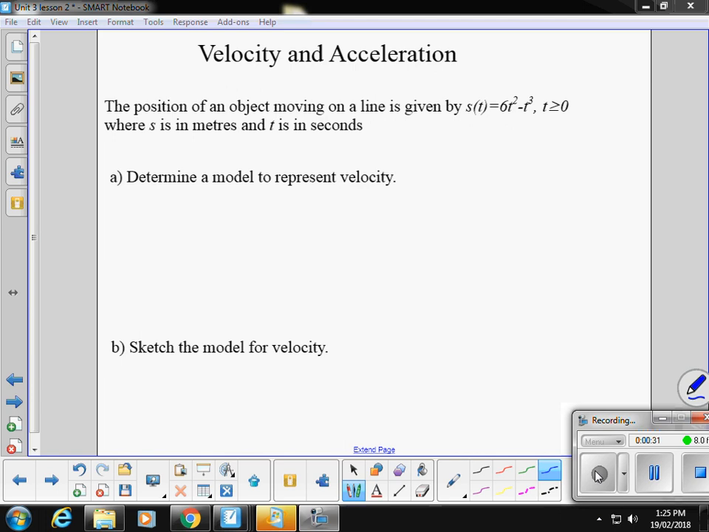So our problem reads that we have a position of an object moving on a line, and it's given by the function s of t equals 6t squared minus t cubed. I'm not altogether sure why position is often given by s of t. I've heard it stands for scalar because position is just a single dimension.